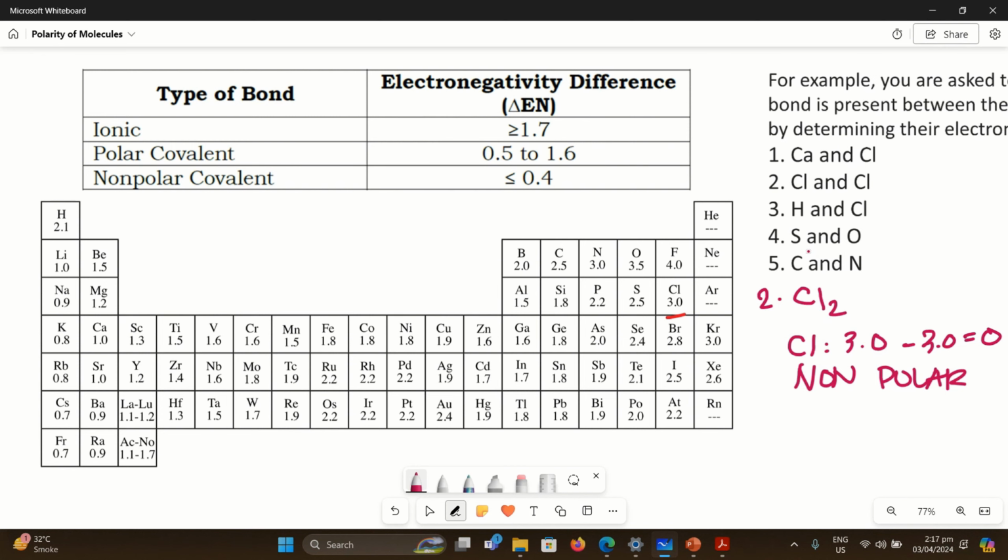We have sulfur, that is 2.5, and we have oxygen, that is 3.5. It means we have 1.0. So this is polar covalent bond. And we have carbon, that is 2.5, and we have nitrogen, that is 3.0. So 3.0 minus 2.5, that means we have 0.5. So it means polar covalent bond for number 5. So that is very easy, right?